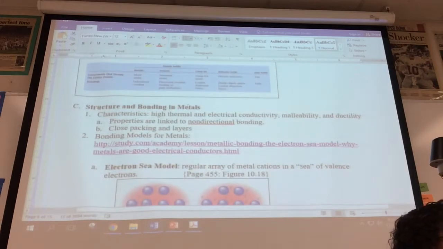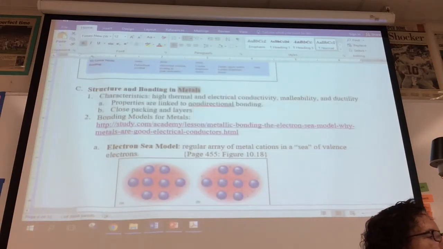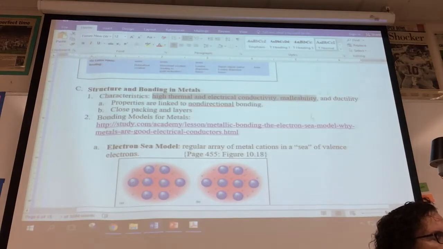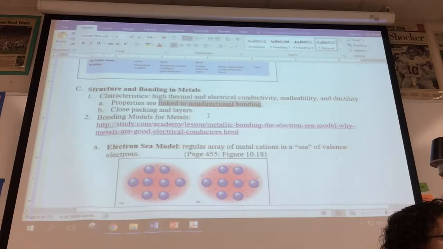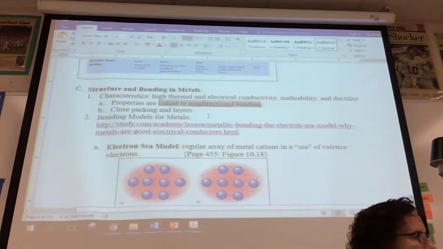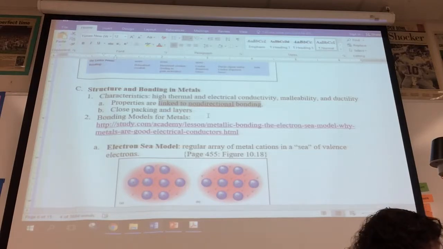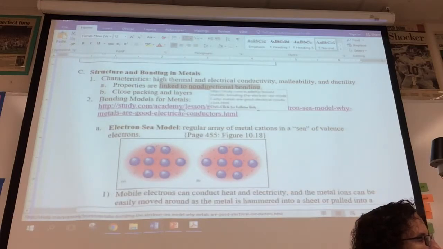All right, in terms of metals, we know metals are excellent conductors of heat and electricity. Many metals can bend. They can be pulled into wires, so they have ductility. And the properties associated with metals are all linked to its non-directional bonding, in which you have a sea of mobile electrons. And I've got a great little video right here that should help.